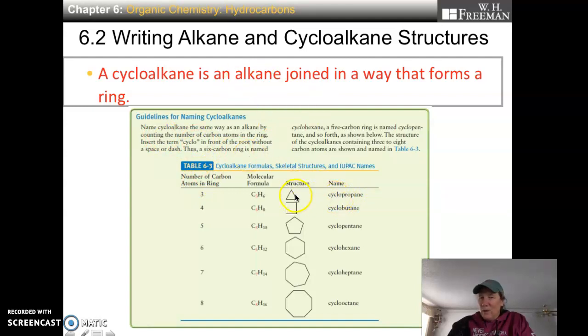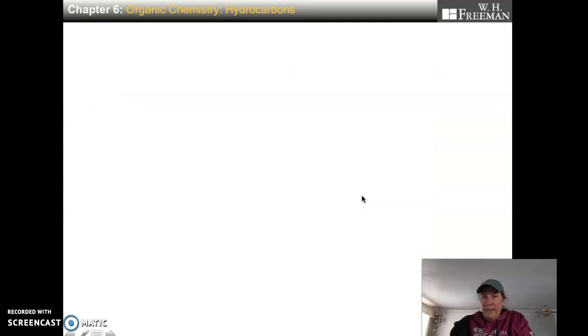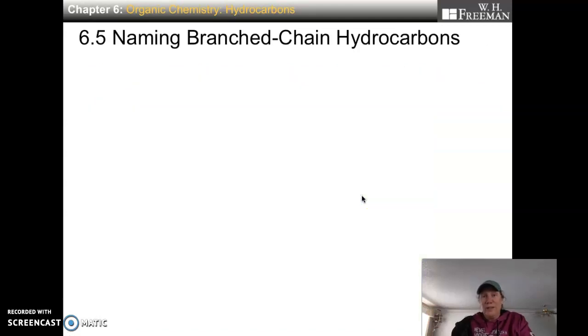Okay, cyclo, it's in a ring. Prop, there's 3, and ANE tells me there's all single bonds. And that's when I was telling you there's a prefix, there's a root name, and then there's an ending. This tells me it's a ring. This tells me there's 3, and this tells me it's all single bonds. So pretty much everything you write in there tells you.